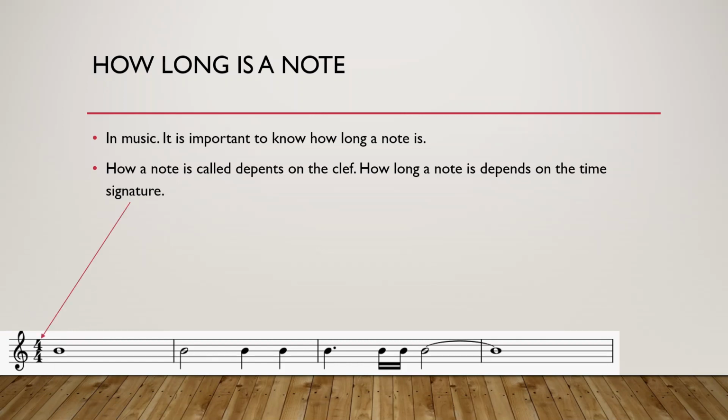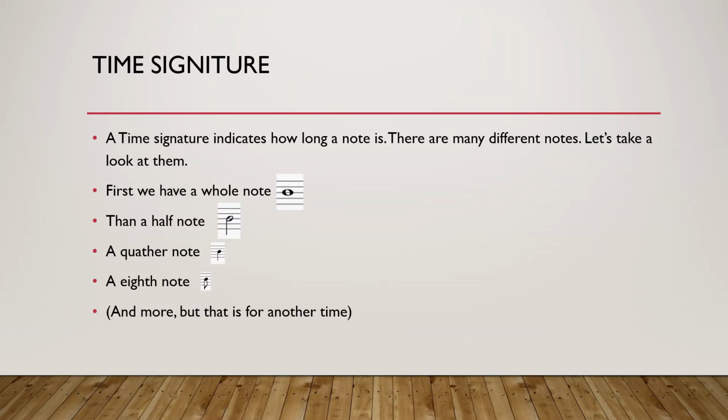So even though we have all B's here, because they are all on the 3rd line, we are in G clef, every good boy B, all B's, but the notes look different, and that has to do with the duration, and we need a time signature for that. So before we look at a time signature, we need to look at the different notes. So let's take a look at them.